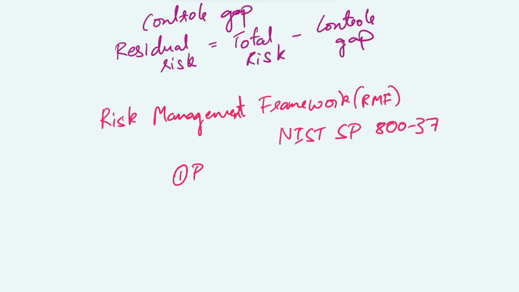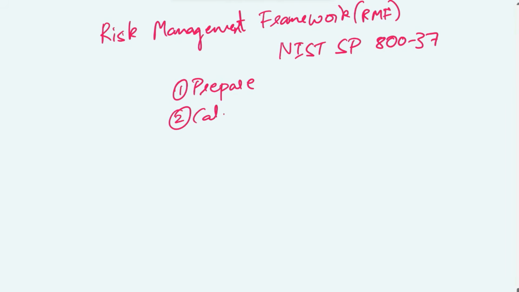The first step is prepare. In the prepare step, organizations lay the groundwork for the risk management process. This involves establishing a risk management strategy and ensuring that key stakeholders are identified and engaged. Additionally, the organization defines its risk tolerance and objectives, establishing roles and responsibilities for risk management, and allocates necessary resources for implementing RMF effectively. Then the next step is to categorize.